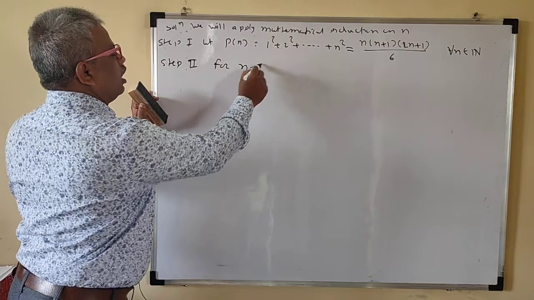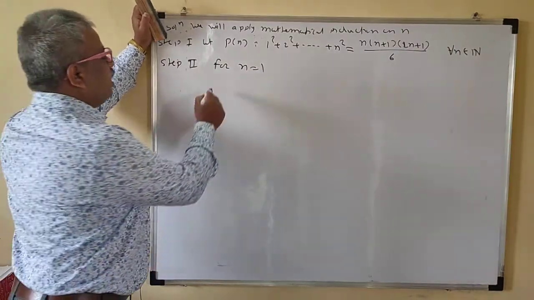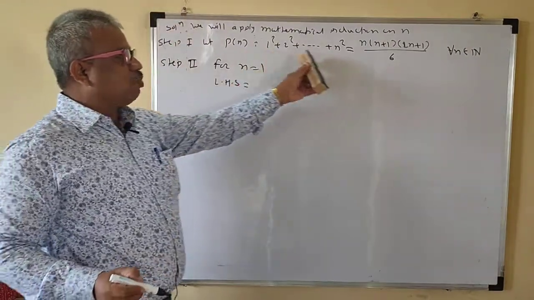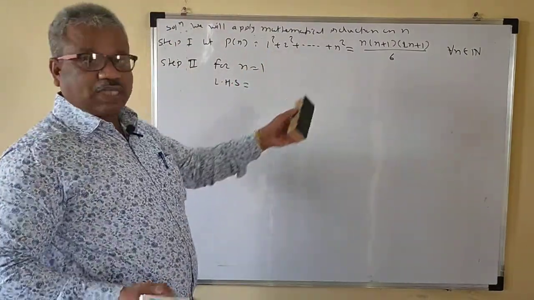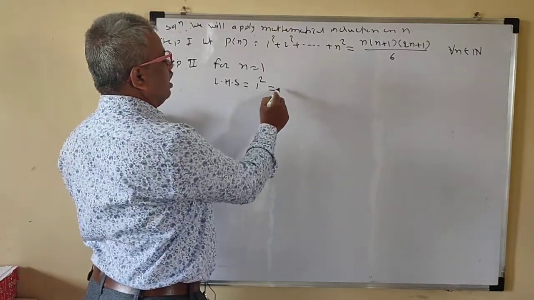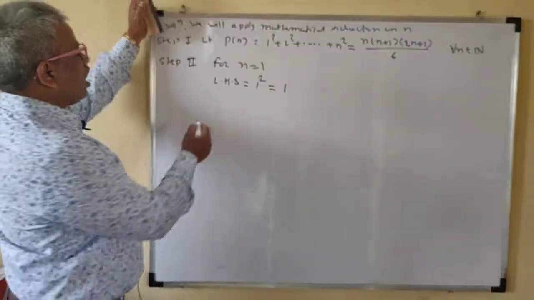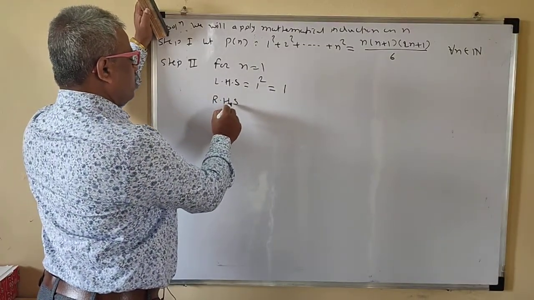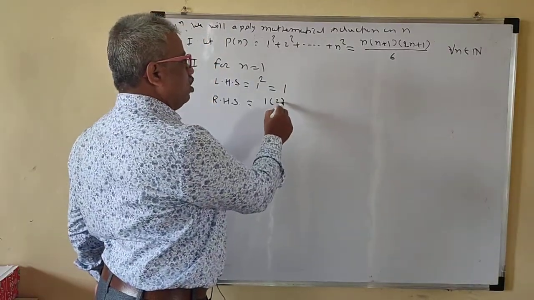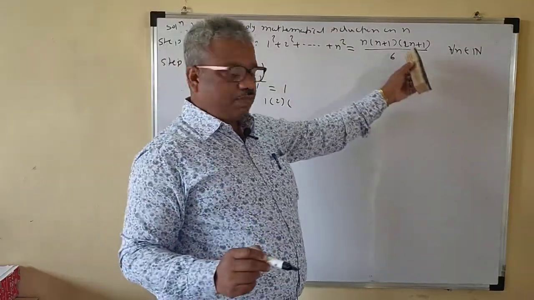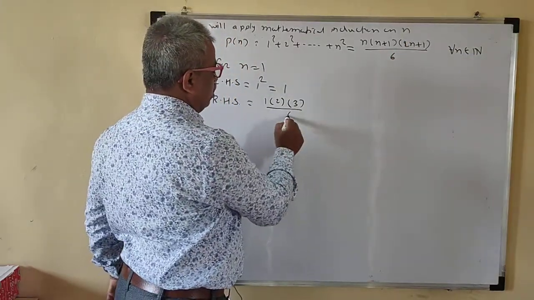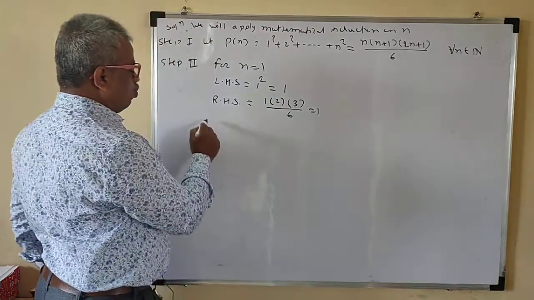So step 2. For n is equal to 1, your LHS, this is the sum of the squares of the first n terms. Your n is 1, so this is 1 square. Your LHS is 1. What is your RHS? You have to put n is equal to 1 here. So this is 1 into 2, and twice n plus 1 means n is equal to 1, then this is 2 plus 1. So this is 3 upon 6. This is 1. Right?